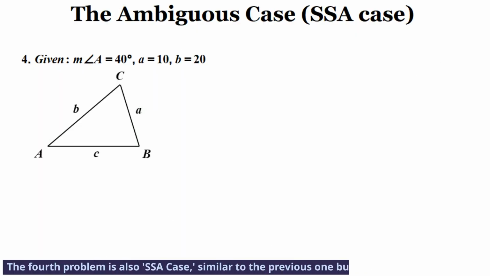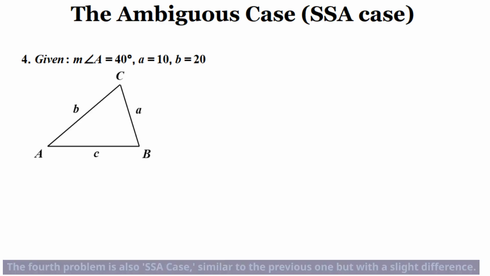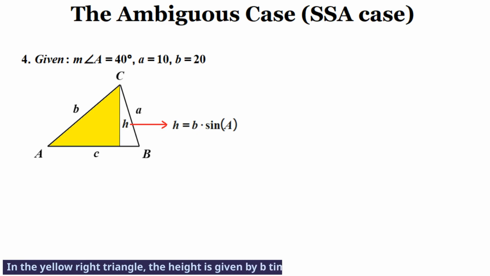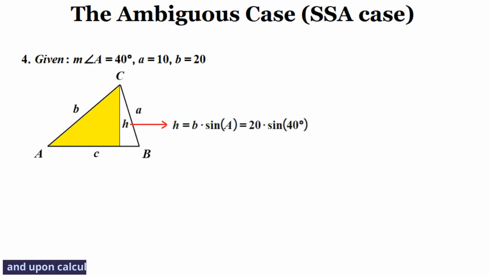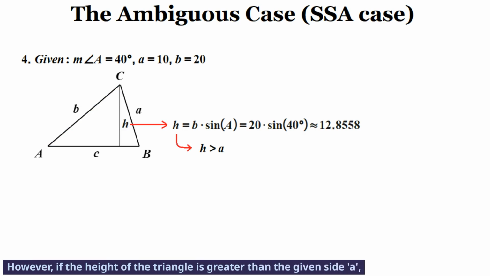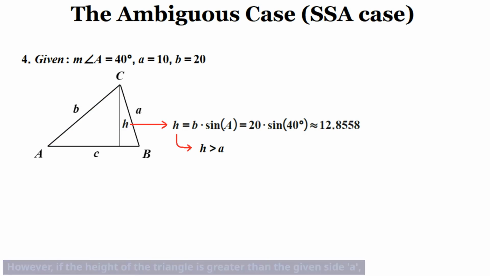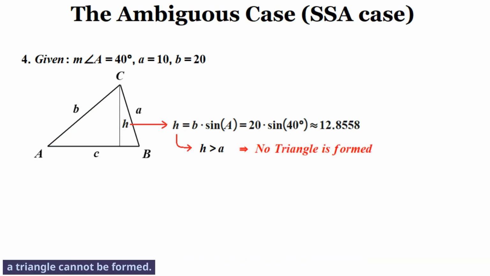The fourth problem is also an SSA case, similar to the previous one but with a slight difference. In the yellow right triangle, the height is given by b times sine A, and upon calculation, it is approximately 12.8558. However, if the height of the triangle is greater than the given side a, a triangle cannot be formed.